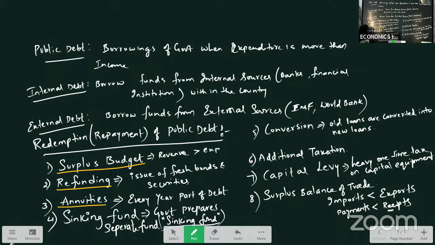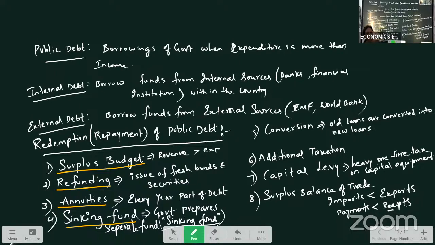Next, annuities. Annuities are the amount which is paid annually. Means every year a certain amount will be used to pay part of the debt, like on an installment basis. Next, we have sinking fund. Sinking fund means the government prepares a separate fund called sinking fund. Every time whenever they receive public revenue, a certain amount will be transferred to the sinking fund.